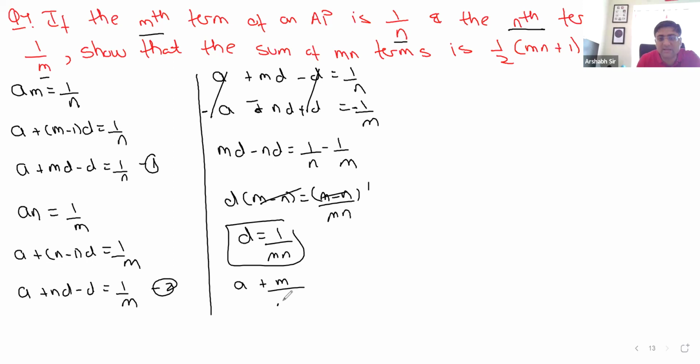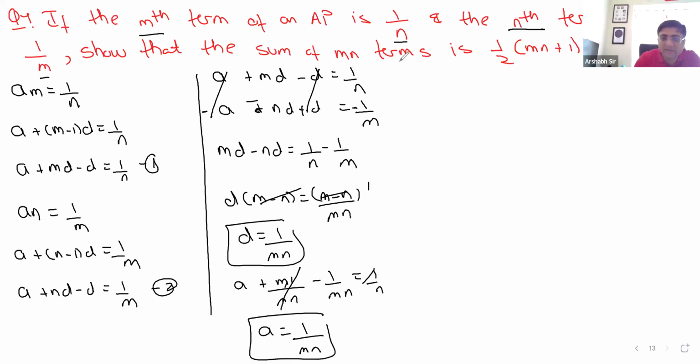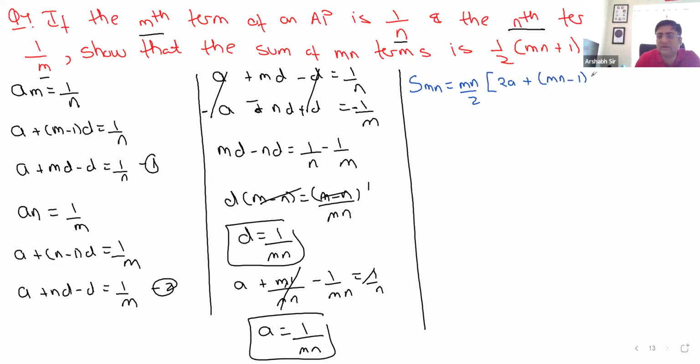So a plus md minus d is 1 by n. So this 1 by n cancels. So from here we get a is equal to 1 by mn. Is this clear, beta? Now look, what do we need to find? Sum of mn terms. So we have sum of mn terms is mn by 2 into 2a plus mn minus 1 times d. Let's substitute the values.